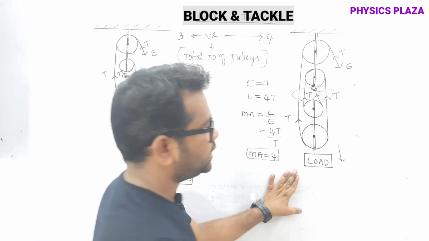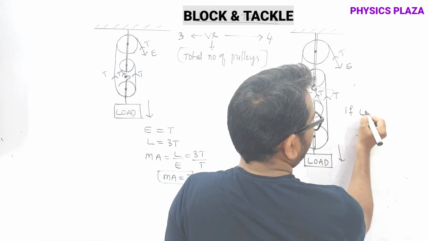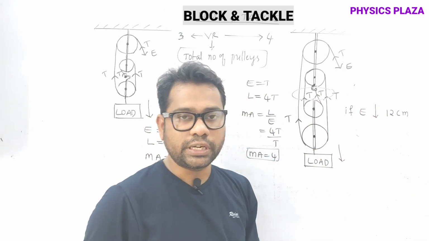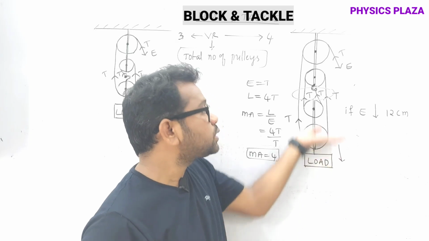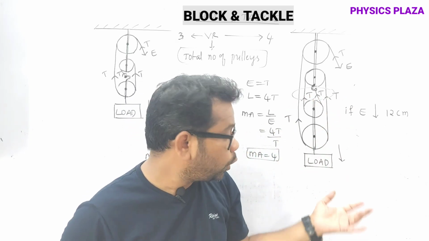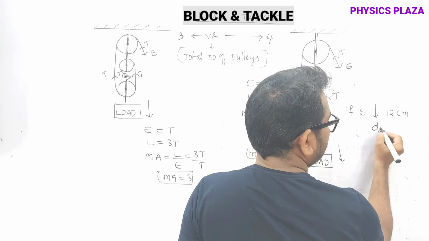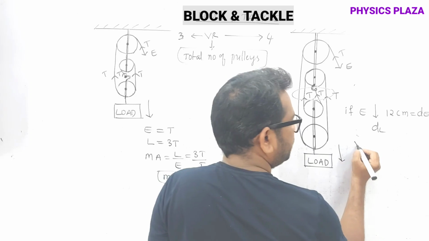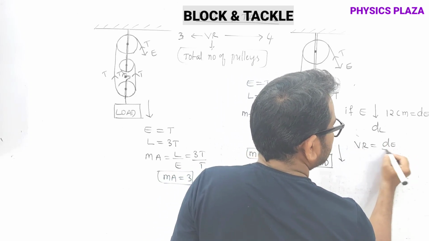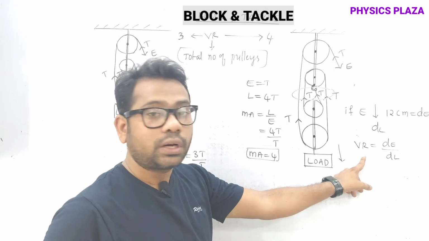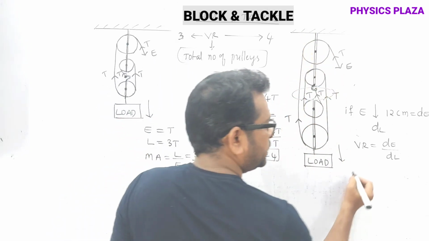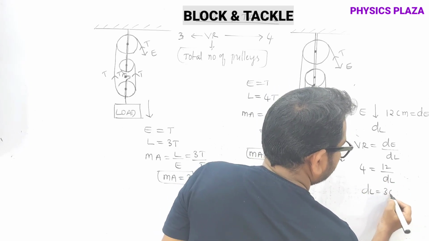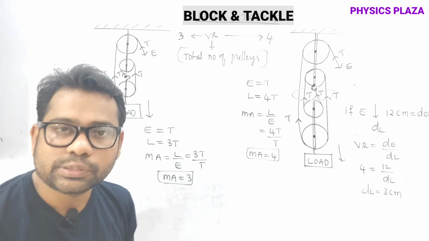In this case, for example, children, if effort is displaced by 12 centimeters, by what height is the load raised? Here effort displacement is given, and they will ask for load displacement. How can we calculate, children? Yes, we have a formula. Velocity ratio is equal to effort displacement by load displacement. Velocity ratio is nothing but the total number of pulleys. So 4 is equal to 12 by dL. So dL is equal to 3 centimeters. This is how we can expect the numericals.